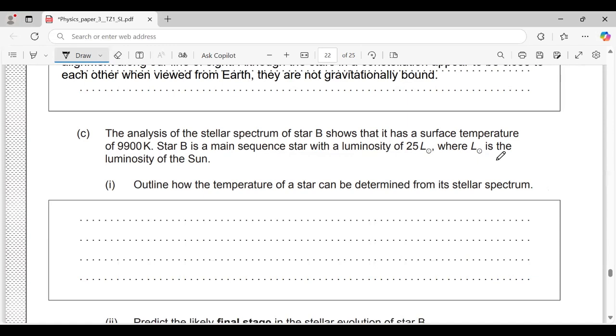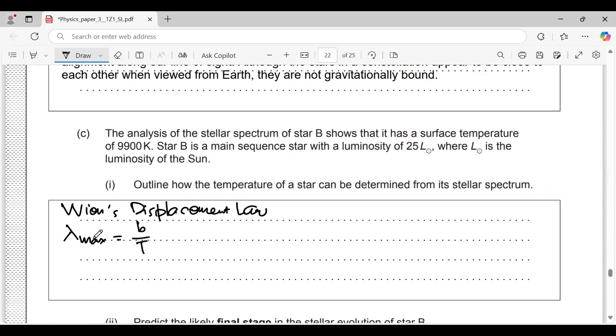Where L sun is the symbol of luminosity of the sun. Outline how the temperature of a star can be determined from a stellar spectrum. We can determine temperature by Wien's displacement law. It says that lambda maximum equals b over T.